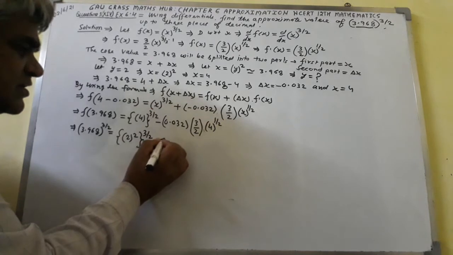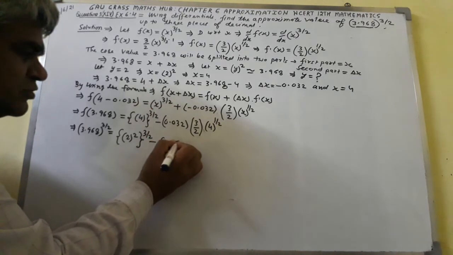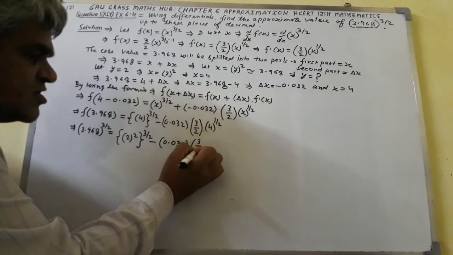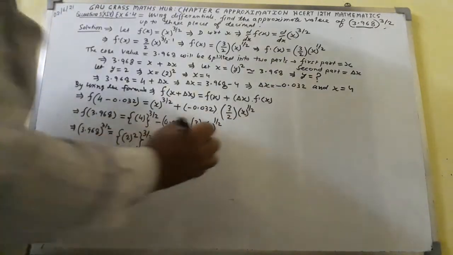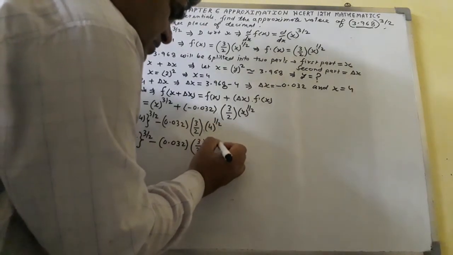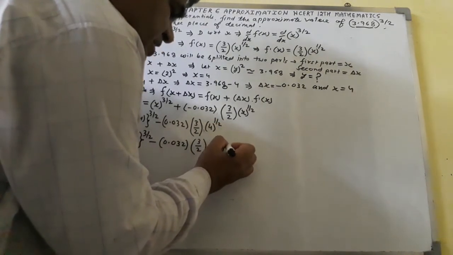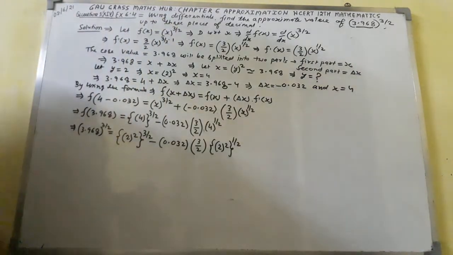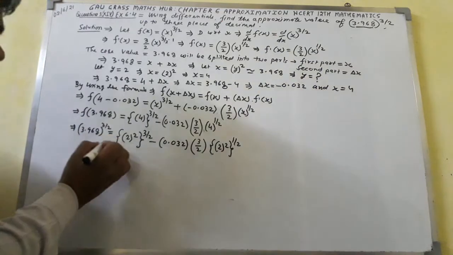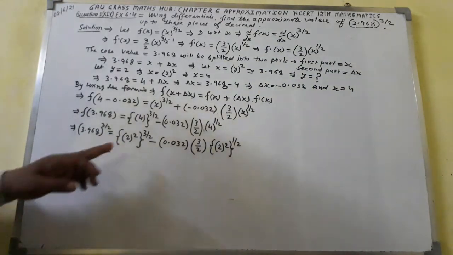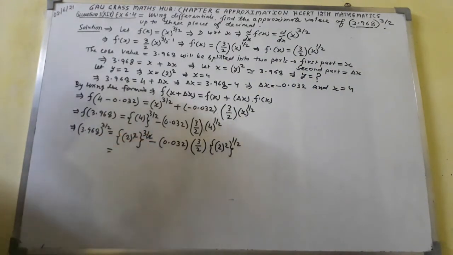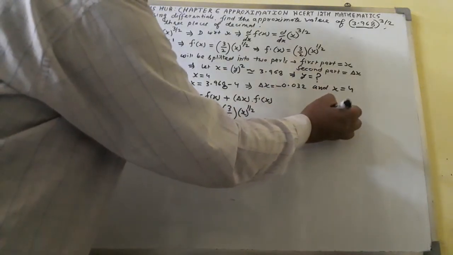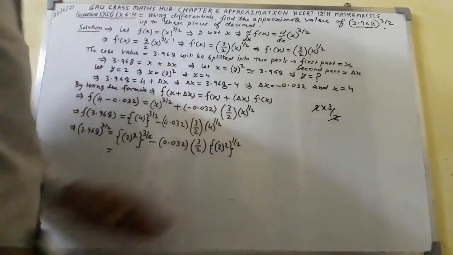Here again I shall write minus 0.032 to the power 3 over 2. Here again I shall write, open curly bracket, 2 whole square raised to the power 1 over 2. This will be reflected here. So what will we do in this case? Here again I shall write, implied that this 2 will be cancelled out. 2 into 3 over 2. Cancel, I will get here 3.